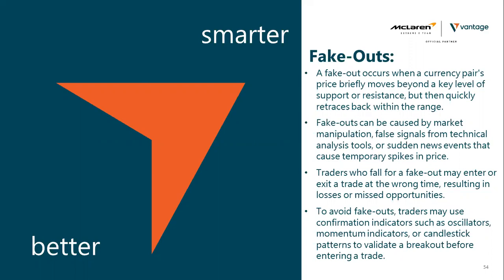So a fake out occurs when a currency pair's price briefly moves beyond a key level of support or resistance, then quickly retraces back into the range. We will look at this on the chart when we are done with this. Two, a fake out can be caused by market manipulation, false signals from technical analysis tools, or sudden news events that cause temporary spikes in price.